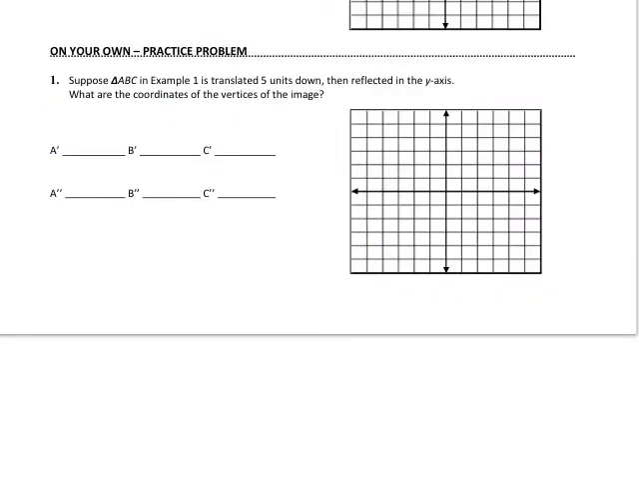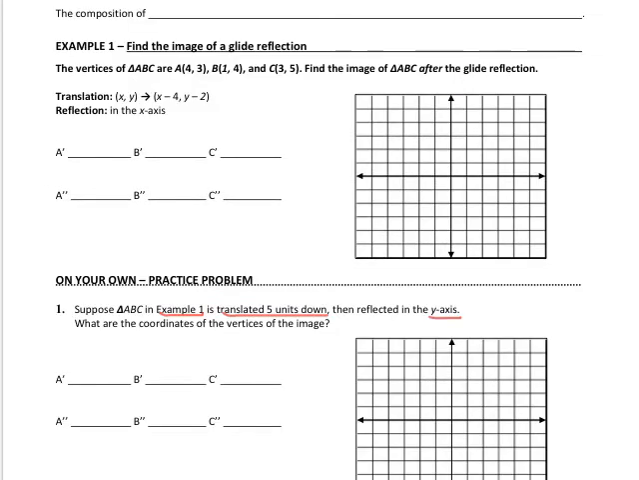Now for the practice problem that I have for you here, it says that we would like to use the same triangle, the same original points as we did in example 1, but we want to translate 5 units down, that's on the y-axis, and then reflect over the y-axis. So to do that, let's start with the original points. And now on the screen I'm showing the original points that are right here.